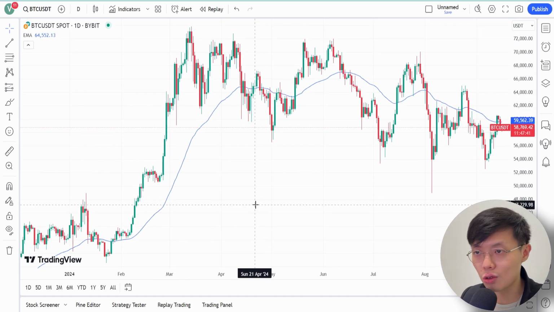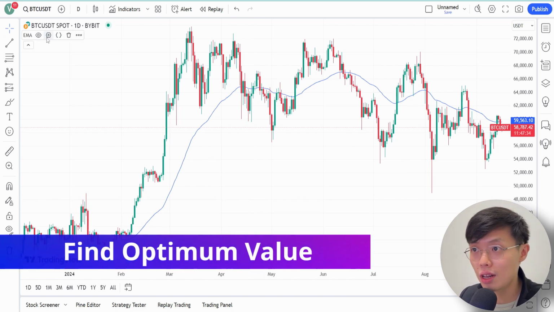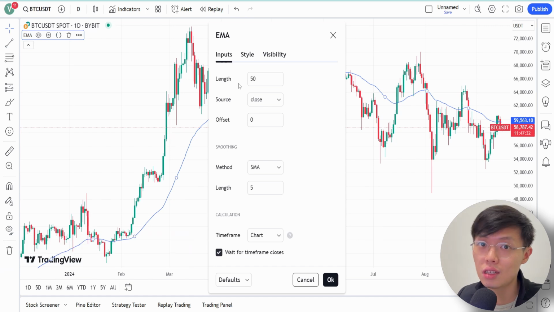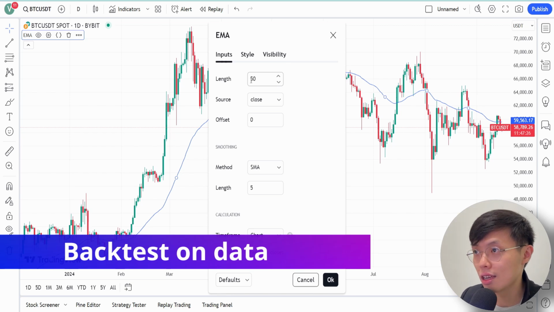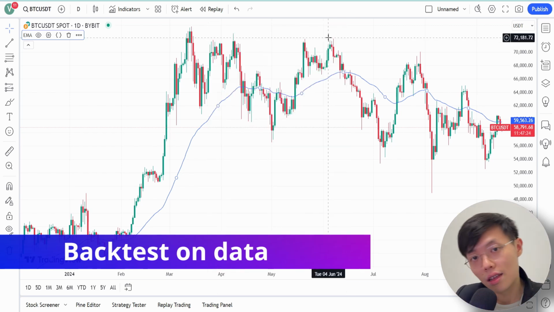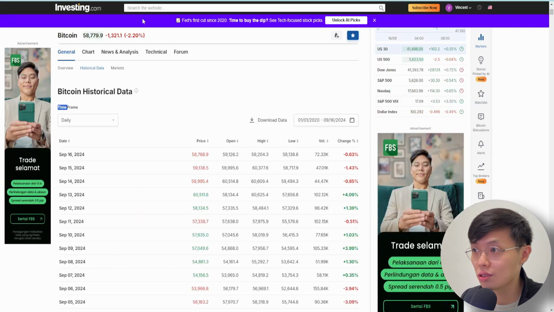In order to trade automations on this EMA, we need to find the most optimum parameters, like which EMA length is the most efficient on Bitcoin, right? In order to do that, we need to download some data and do some backtesting. So we need to do the backtest, and only then will we move on to automation. So, let's download some data.